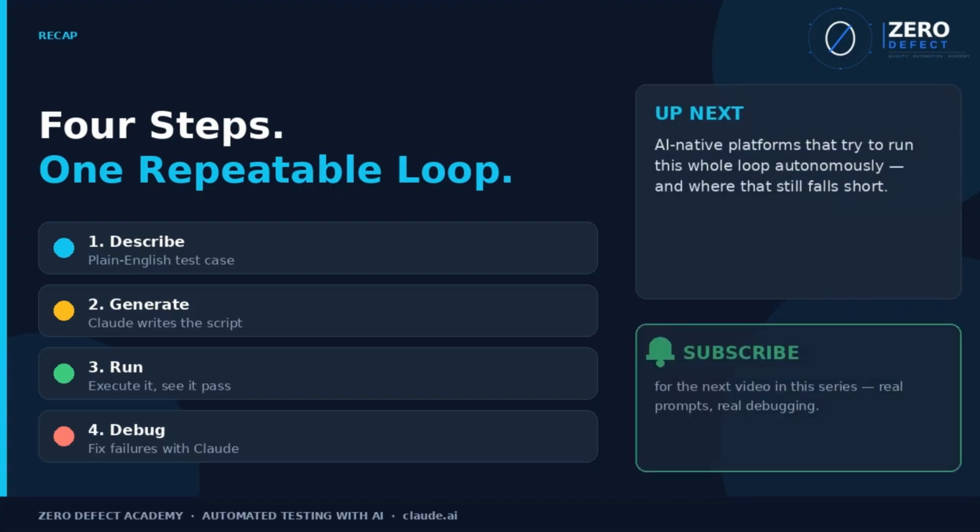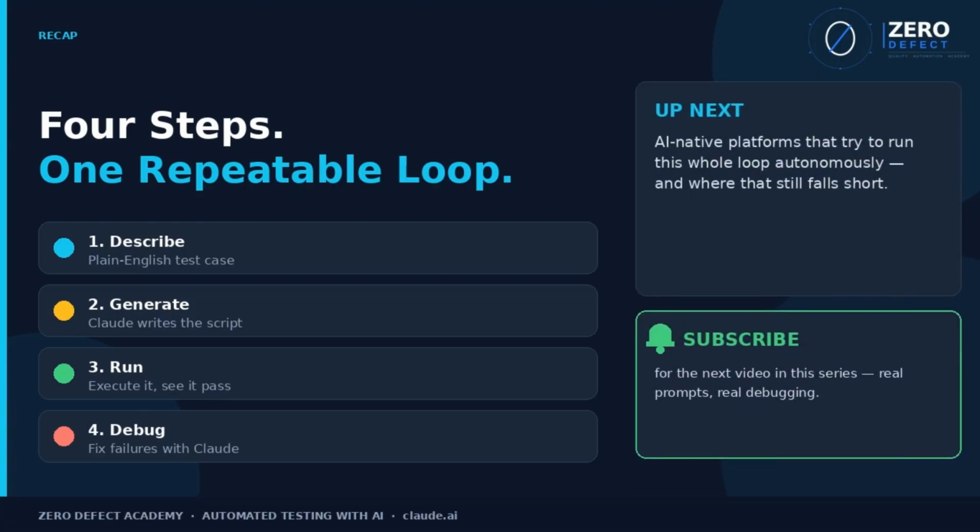Once this feels natural, you're ready for the next layer. What happens when AI native platforms try to run this entire loop autonomously without you writing a single prompt per test? And, just as importantly, where that autonomy still falls short today.